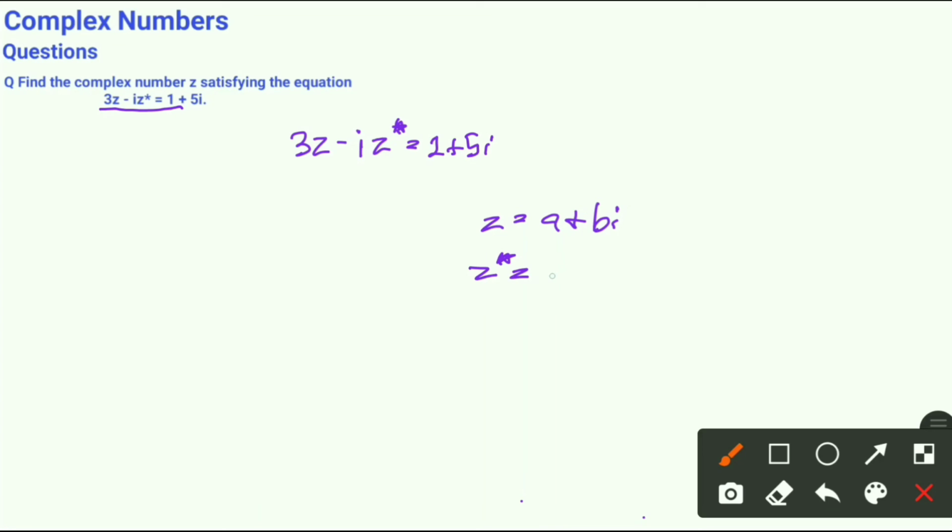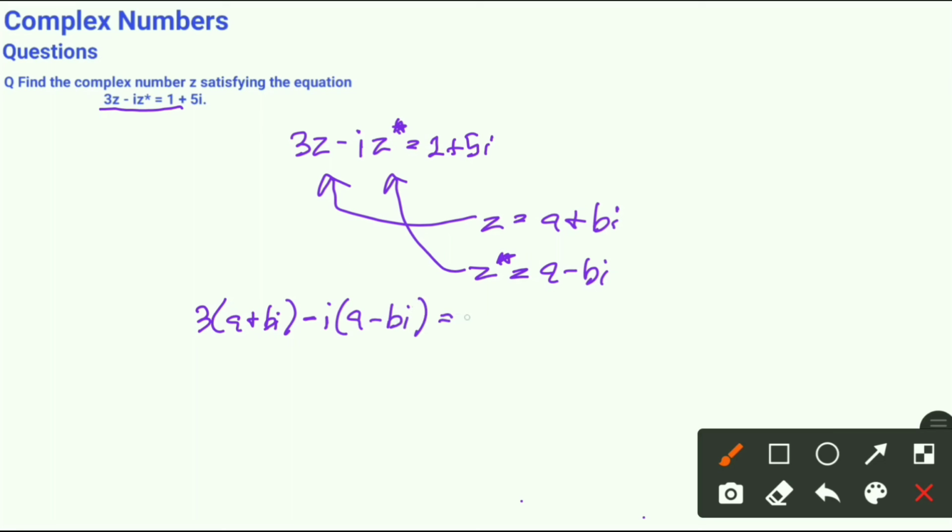What is Z? Z is obviously a plus b iota. And what is Z star? Z star is the conjugate of a plus bi, which means a minus bi. Now we're going to put it in the equation: 3 multiplied by (a plus b iota) minus i(a minus b iota) is equal to 1 plus 5i. So 3a plus 3b iota minus a iota plus b i squared is equal to 1 plus 5i.